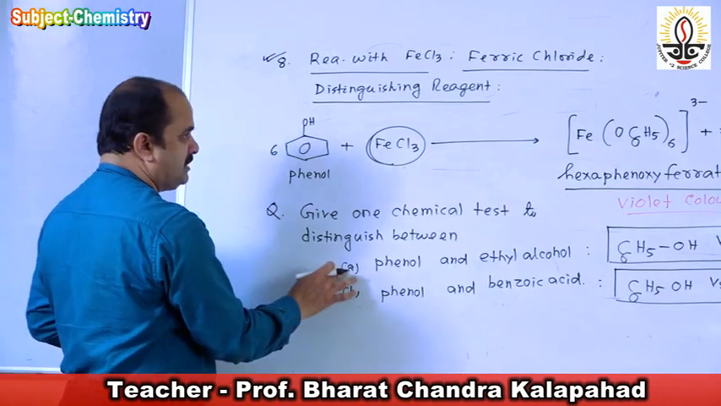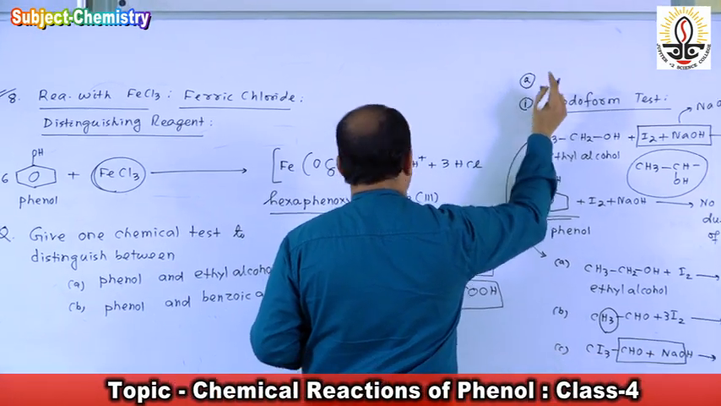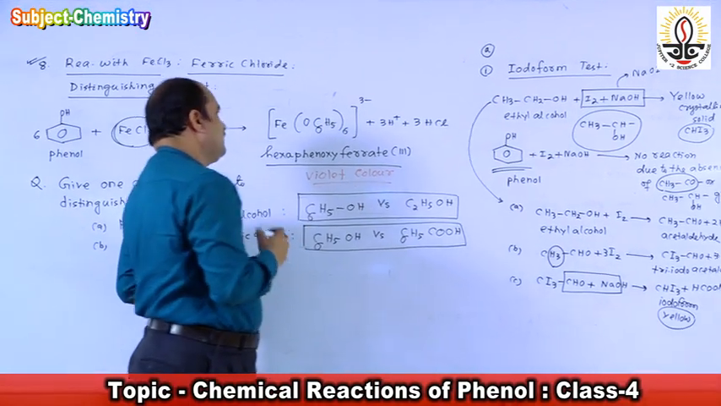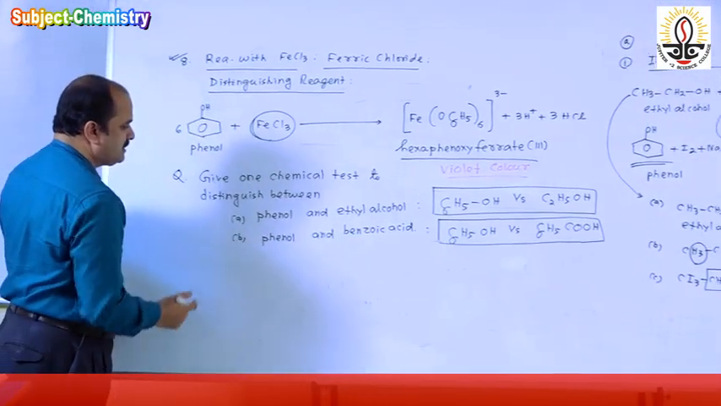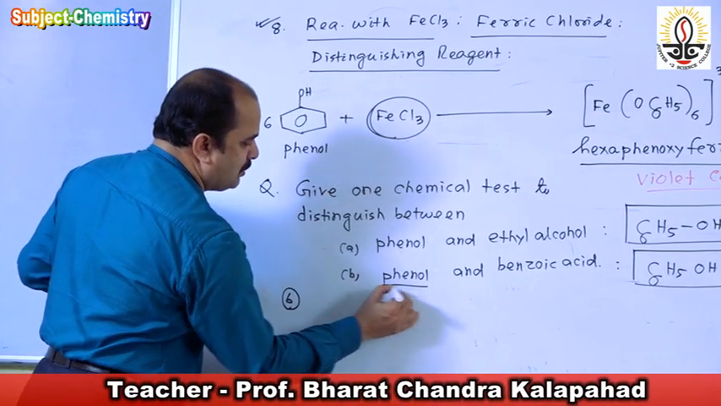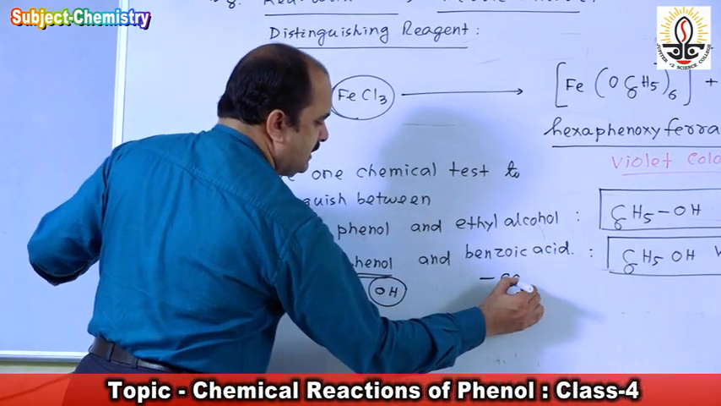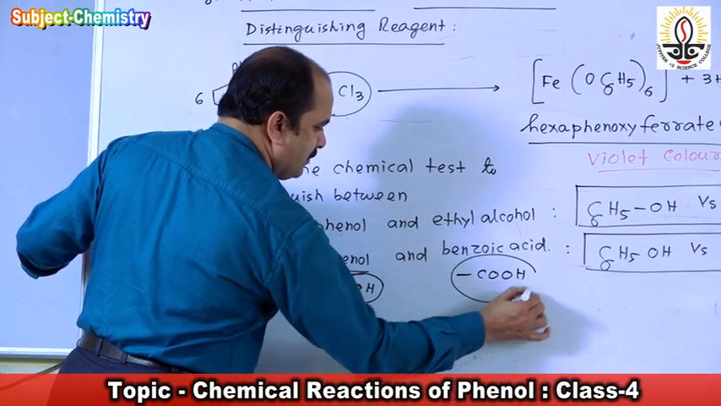This is our first question's answer: distinction between phenol and ethyl alcohol. Now we will discuss phenol and benzoic acid. Already it is discussed: phenol has an OH group, benzoic acid has a COOH group.